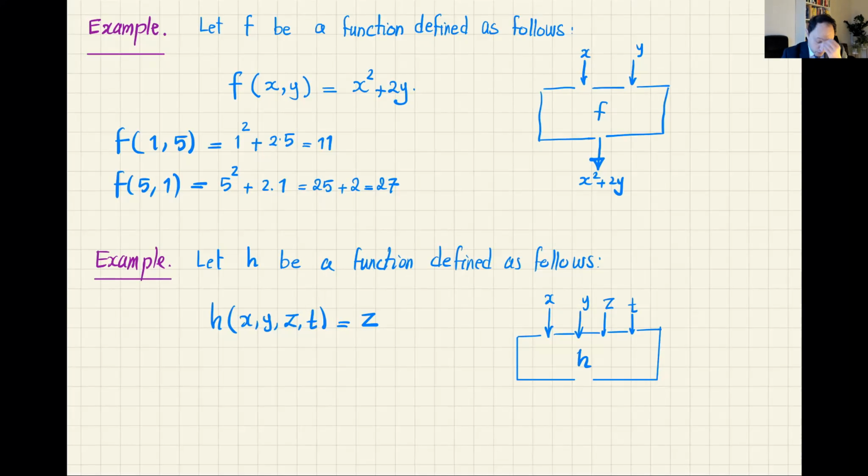I will send these inputs. What does this function actually only care about? Z. So it doesn't care about other inputs. It gives you Z back. So this is also some sort of function. You send 4 numbers to the function H, but this function only cares about the third one. So now answer me, what is H of 1, 2, 3, and 4?